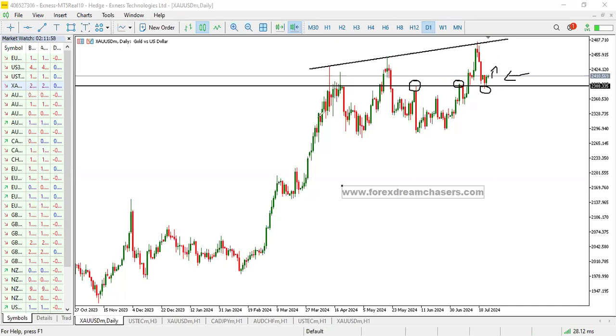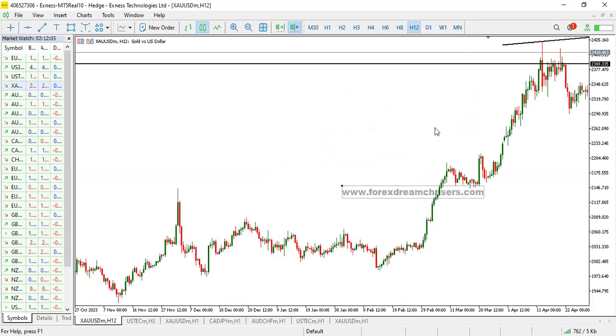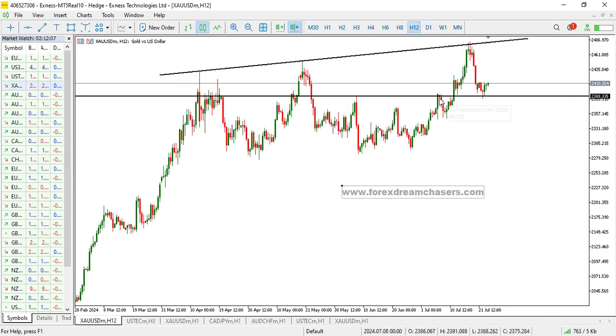Let's move with the time frames and check what is actually happening. Here, we still have the same thing. Here is the broken resistance. It was broken. It became a supportive side.